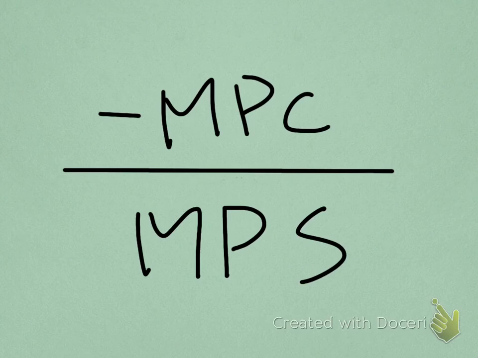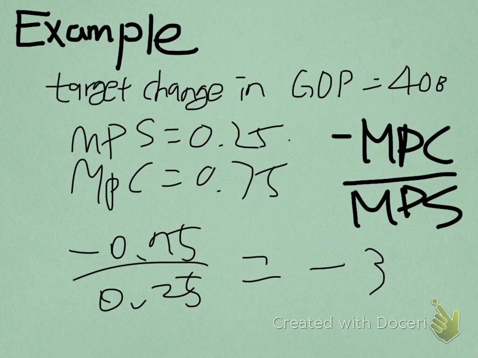Now we're going to use an example to explain this formula to you. We set a target change in GDP of 40 billion, with MPS 0.25 and MPC 0.75. Using the formula, minus MPC over MPS, which is minus 0.75 divided by 0.25, gives minus 3.